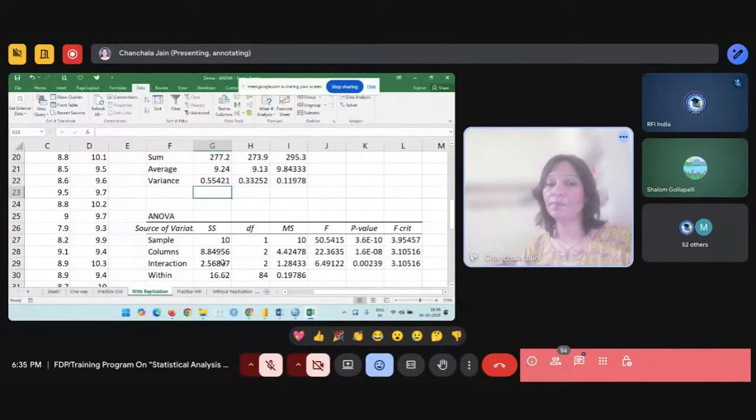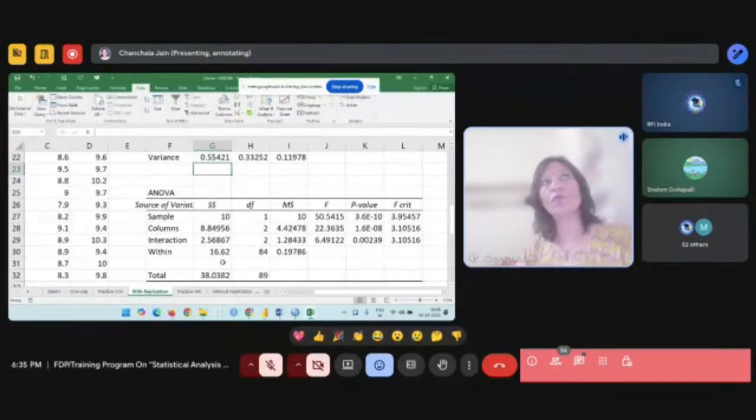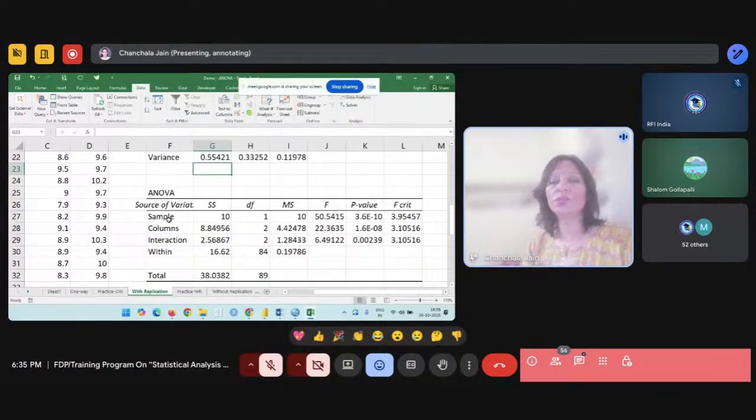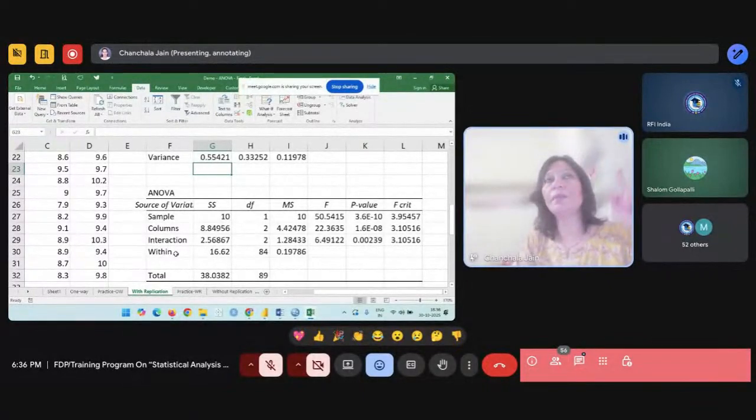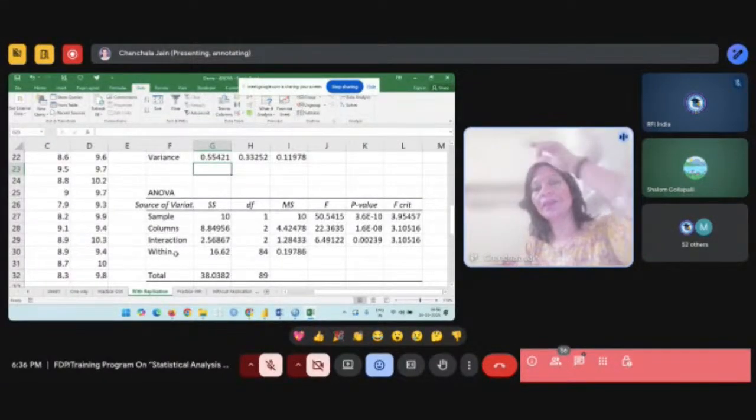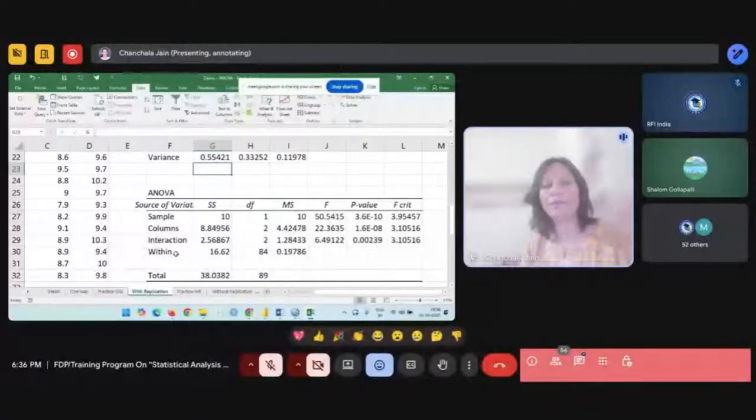Coming to the next table, which is the ANOVA table. Yes, ma'am. You can see the source of variation will be sample, columns, and interaction, and then within. So these are the four variations which can come in the mean. Sample means whatever you are taking in the rows, then columns, that is the box type and the supplier, the interaction of both these two categorical variables, and within. So these are the four variations.